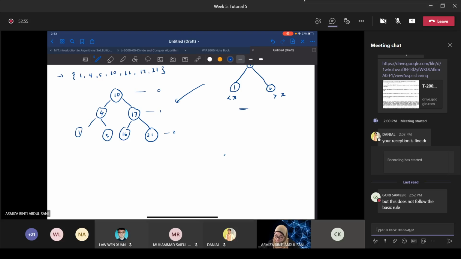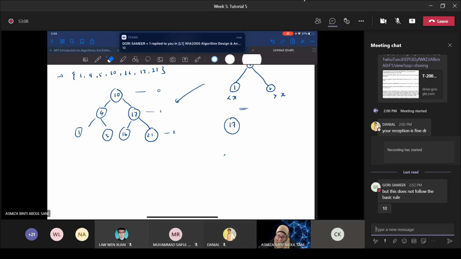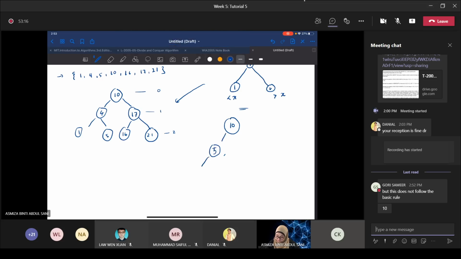I think I should start with 17 then. So 17, how do we extend it? Maybe we can start with 10, and then we can put 5 over here, and then we go to the left with 4, and then we go to the left with 1. So we have height 1, 2, 3, 0, 1, 2, 3.